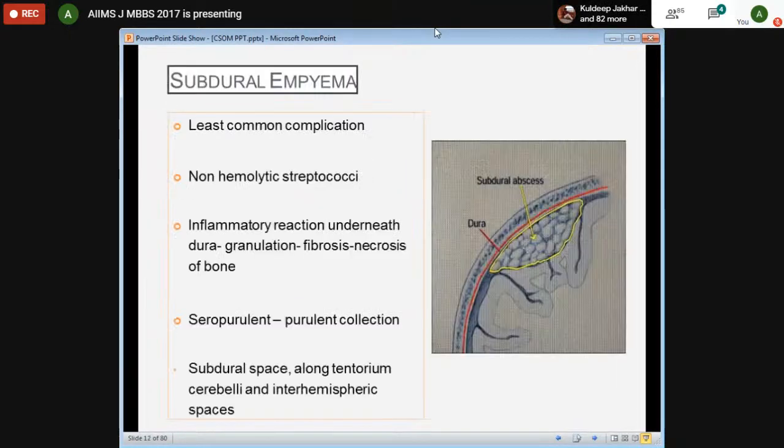Then subdural abscess. Suppose this pus is below the dura mater and over the pia mater. So it is known as subdural abscess, as you can see in this picture. Anyway, it is the least common complication among all the intracranial complications. Usually non-hemolytic streptococci are there. Subdural space along tentorium, these are basically things you have to find out.